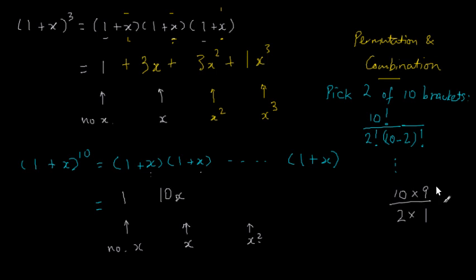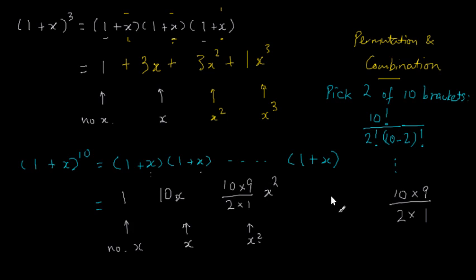So this would be the number of ways I can actually pick the x from 2 of the 10 brackets. Let me write this down: 10 times 9 over 2 times 1, x squared. So that's what I would get.